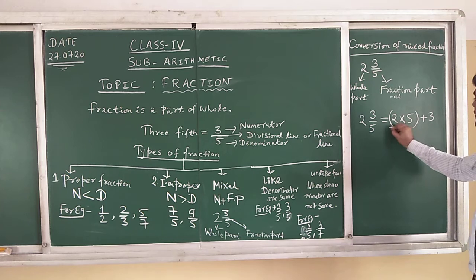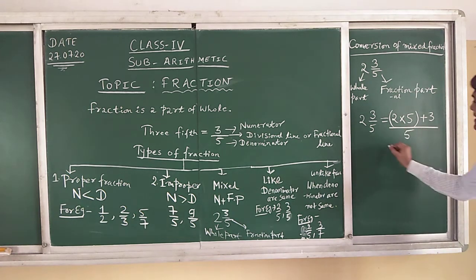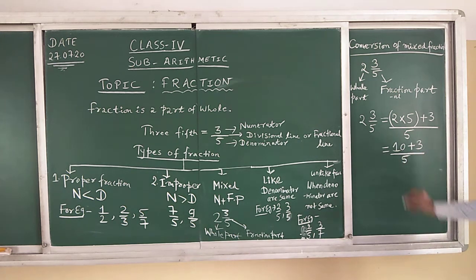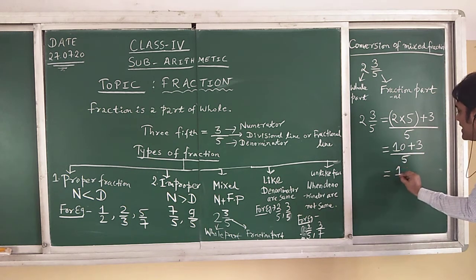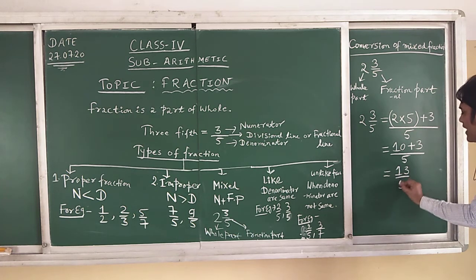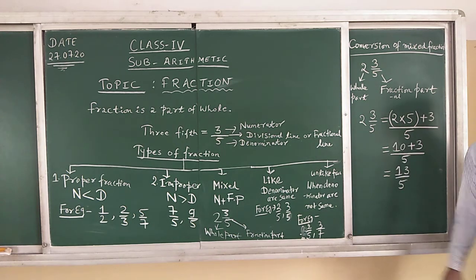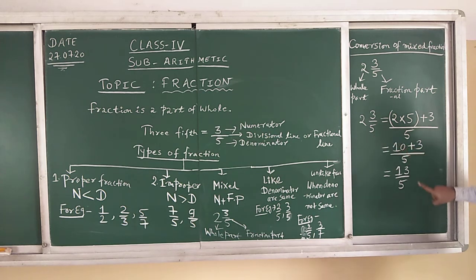After that, we keep the denominator. So we see 2 multiplied by 5 becomes 10, and this plus 3 over 5. So what does the final result come to? It's 13 upon 5. So when we want to convert a mixed fraction into an improper fraction, we apply this step.